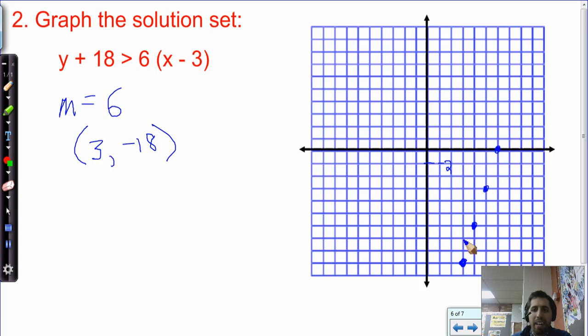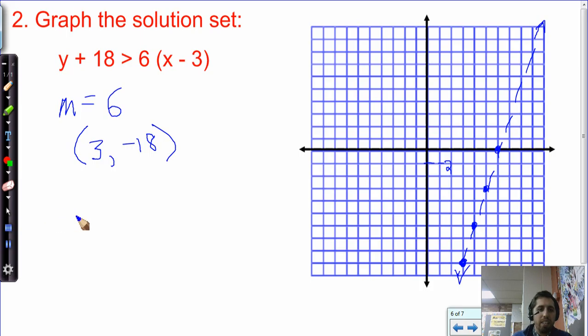All right. Now, dotted line or solid line? Well, it couldn't be equal. So the points I just found are actually not solutions. So I just need to use this as the dotted line. This is the barrier, and everything on the barrier does not make it true.